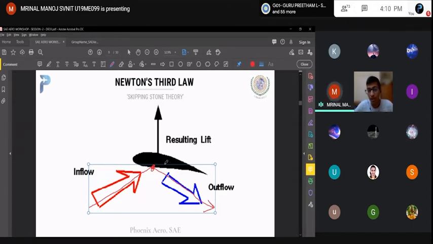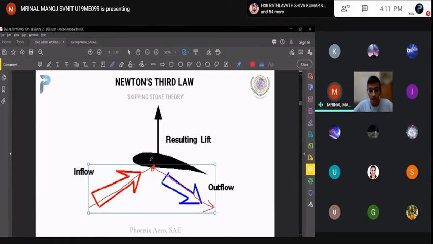This is popularly called the skipping stone theory of flight because, I think you might have done this, if you go to a lake or a pond and take a flat stone and throw it so that the stone skips over the water surface. How does the stone stay over the water? It stays over the water because of the reaction force given by the water when the stone hits it. So it basically works in the same way.